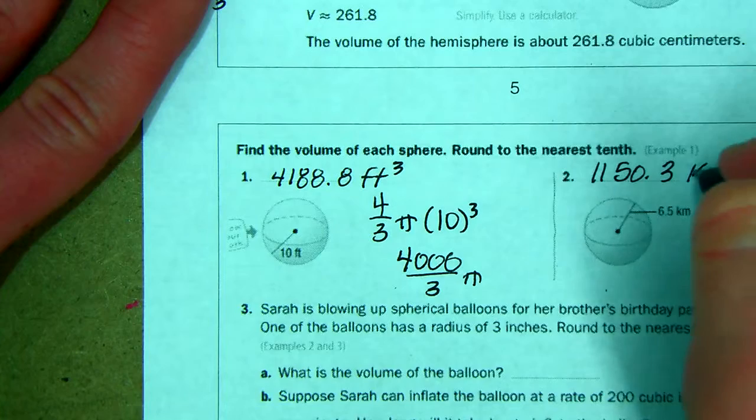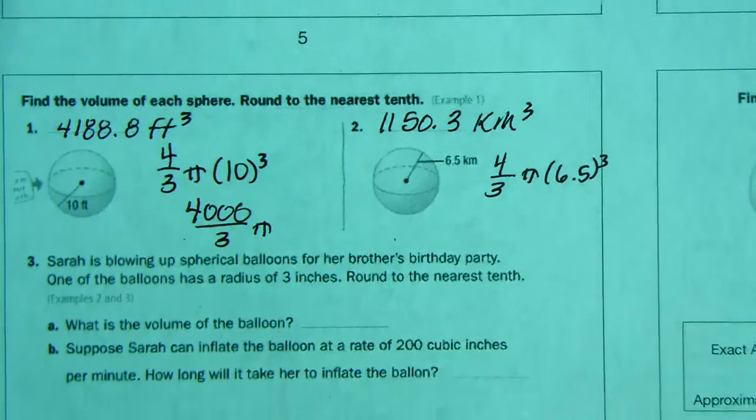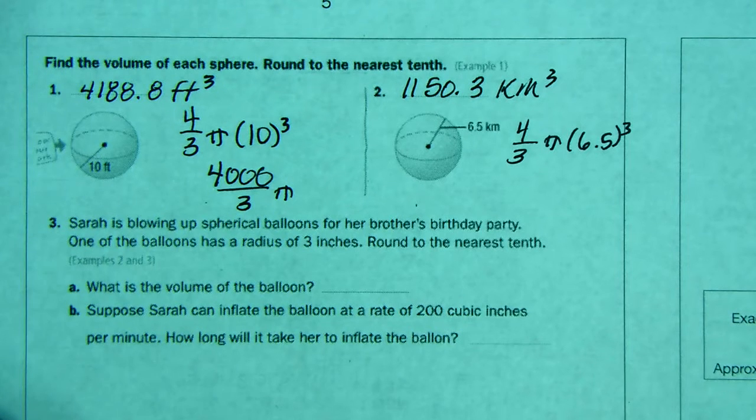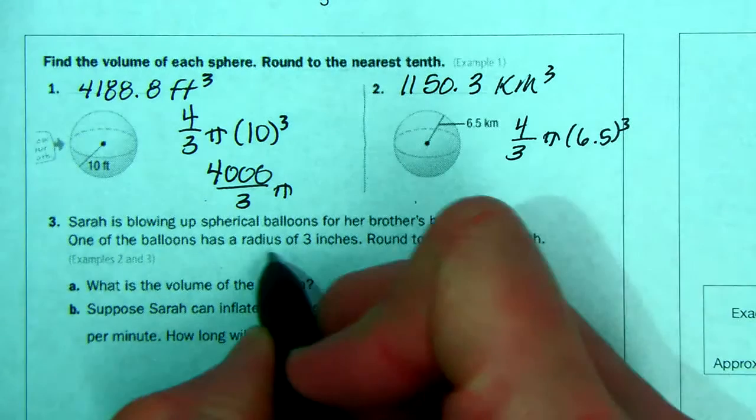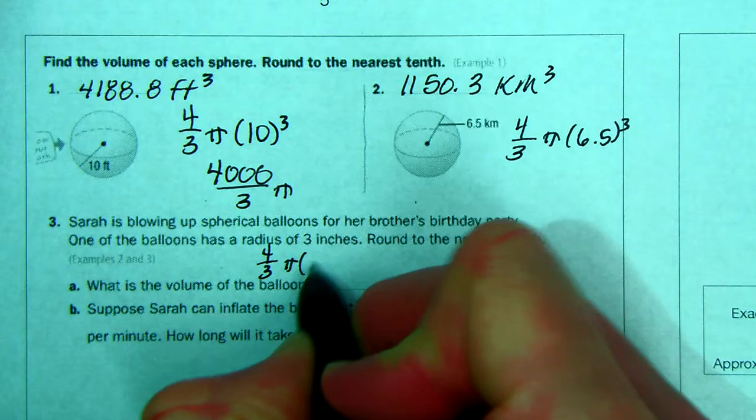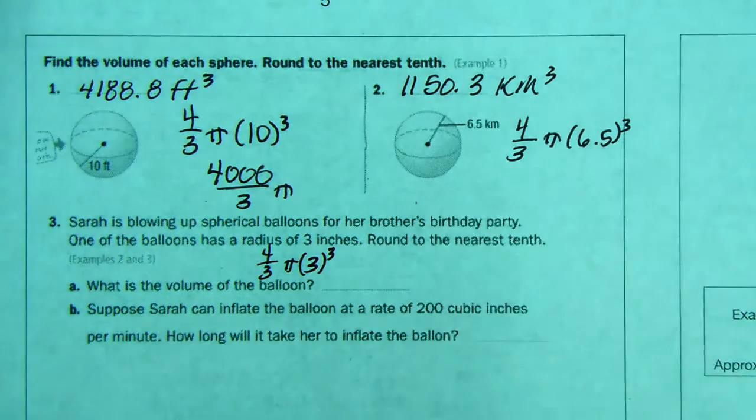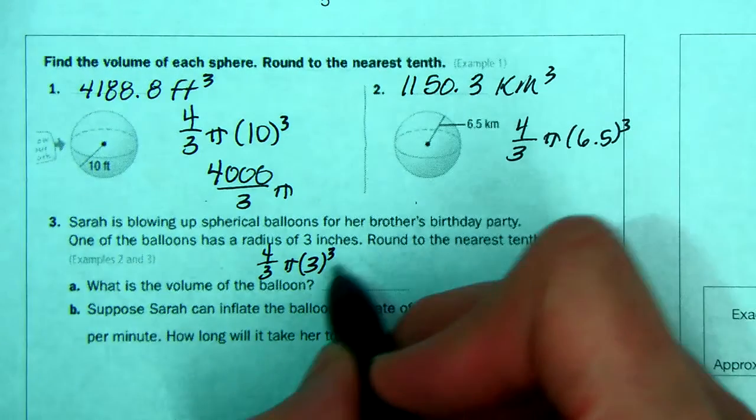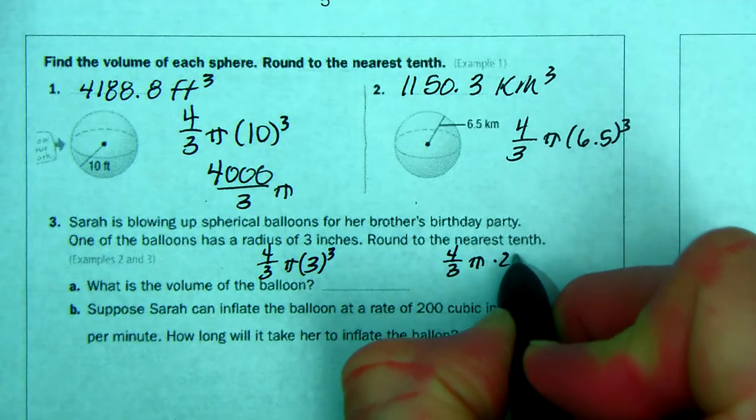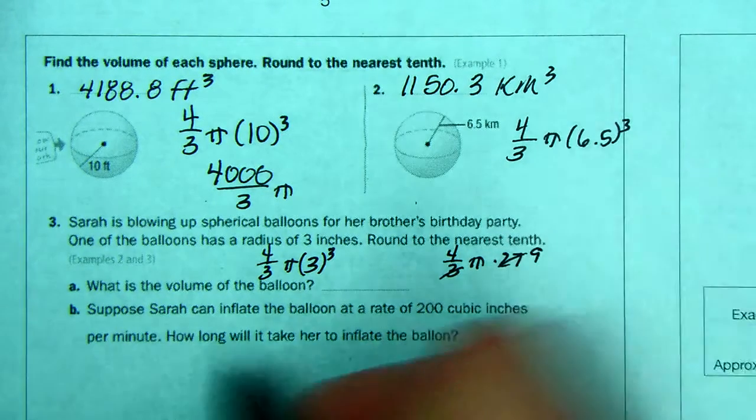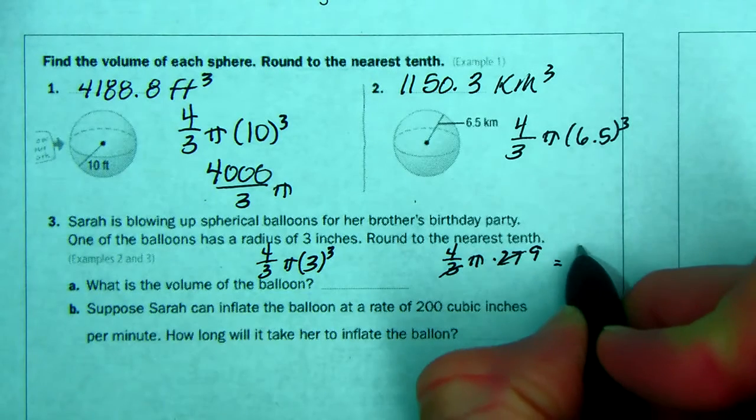All right, so number 3, Sarah's blowing up balloons. One of the balloons has a radius of 3 inches. Round to the nearest tenth. So first, what's the volume of the balloon? All right, well, 4/3 pi 3 cubed. Guess what? 3 cubed is 27. So I got 4/3 pi times 27. I can divide that and get 9. 4 times 9 is 36 pi.